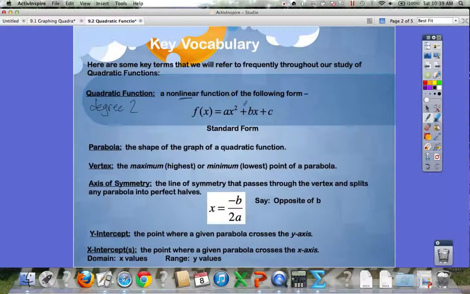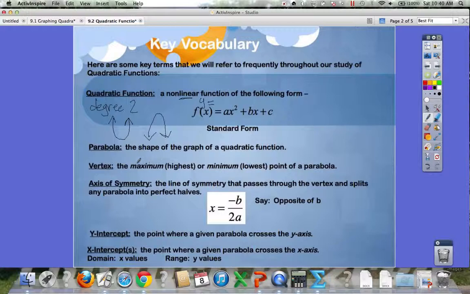They are functions, and they follow the form f of x, the function of x, is equal to ax squared plus bx plus c. This is the standard form for a quadratic function. We also know f of x to mean y equals. Parabola is what we call this shape right here. It's all about the shape. It's nothing more than just naming the shape. It could be a happy face like this one, or a frowny face like this one, depending on what's going on with your quadratic term. But it's just the shape.